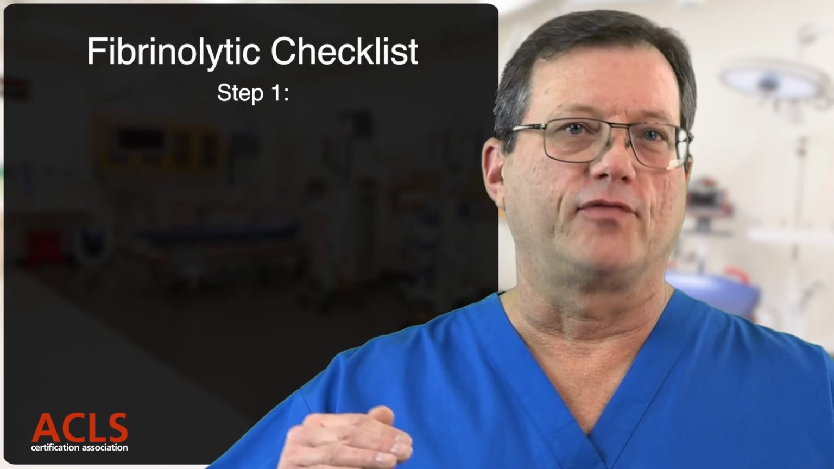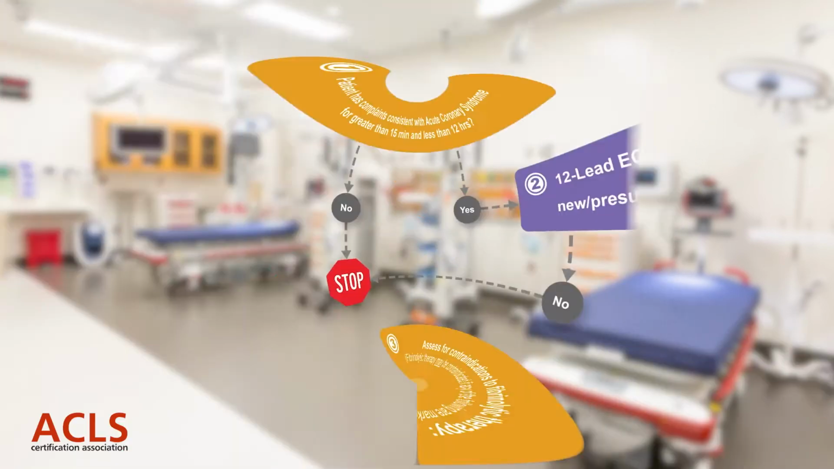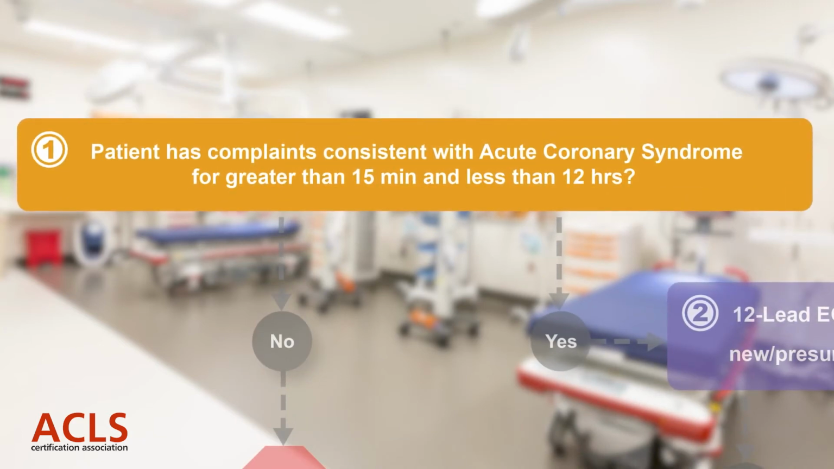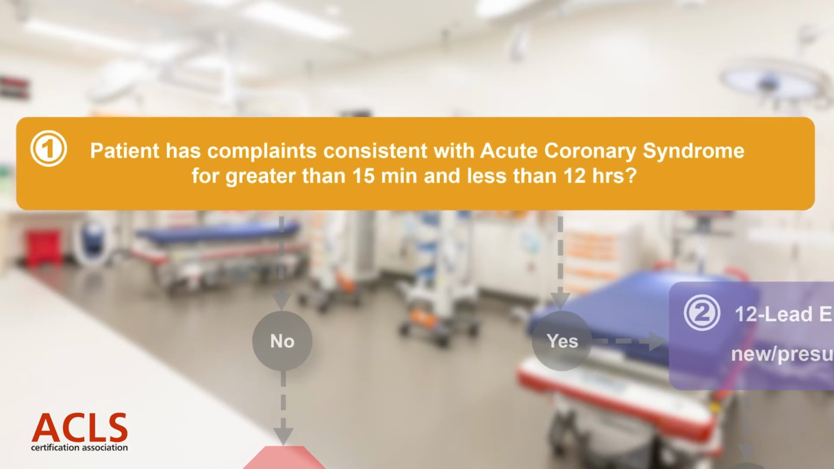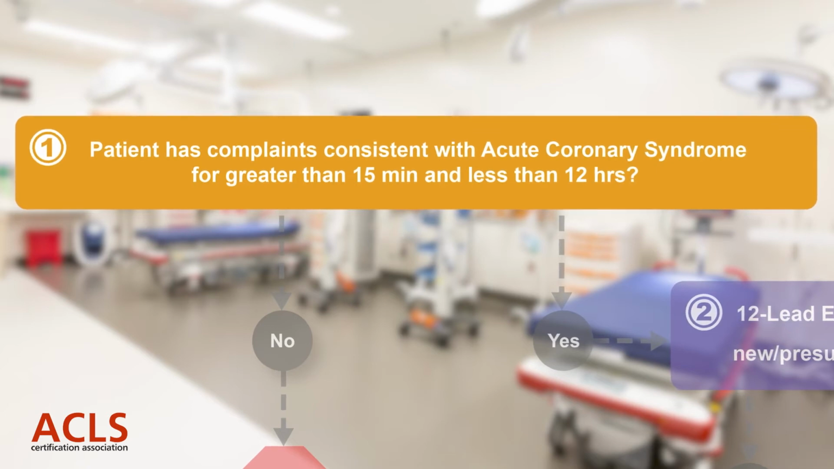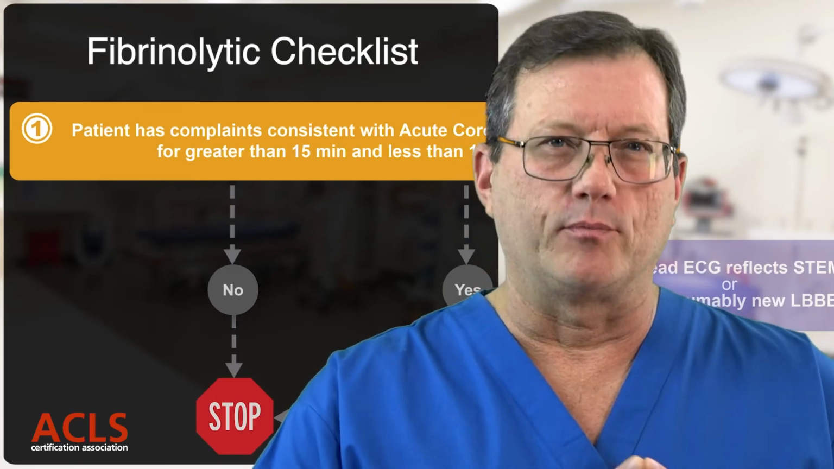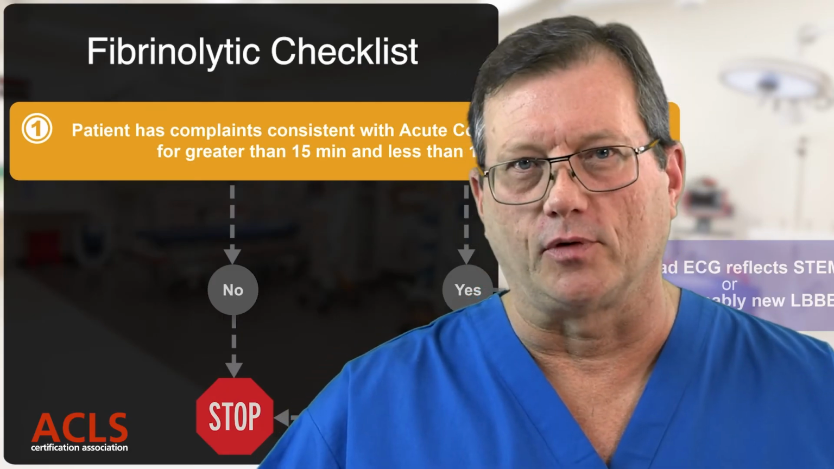So let's look at step 1 of our fibrinolytic checklist, and this is concerned with the patient presentation. Has their presentation of chest pain been greater than 15 minutes but less than 12 hours? Now, when we're administering fibrinolytic therapy for embolic strokes, our efficacy window is about 3 hours. They're extending this out to 12 hours for AMI. So that's a big difference of the time frame between AMI and fibrinolytic therapy for embolic strokes.